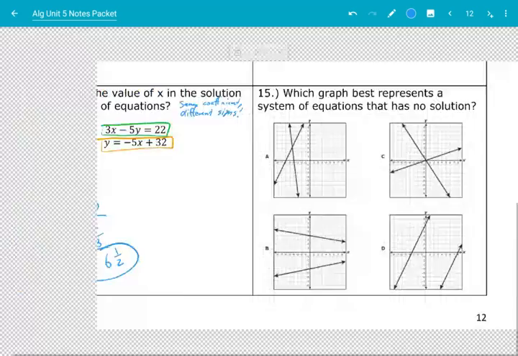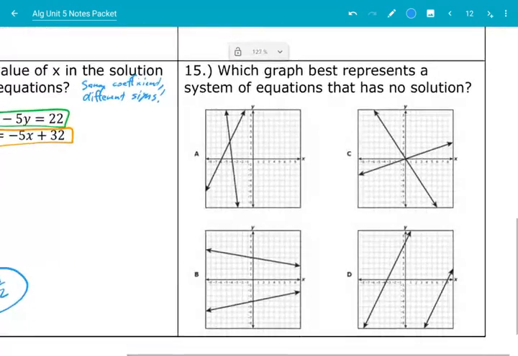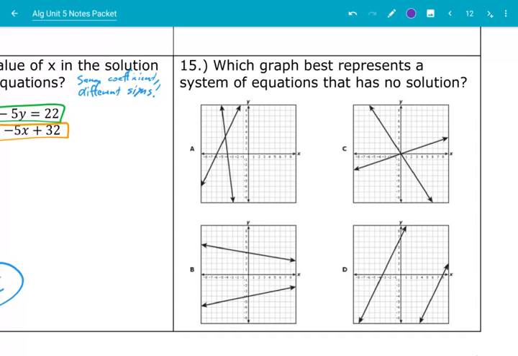All right, let's do this last one and wrap it up for the night. Which graph best represents a system of equations that has no solution? Well, this is pretty easy. If it has no solution, well, the solution is where they cross, right? There's a solution. It's not that. These cross at the origin, so that's not it. Hey, these don't cross, but they would if we kept on going out this way, wouldn't they? Yeah, they would cross out here, so that's not going to work. It's not going to be B.